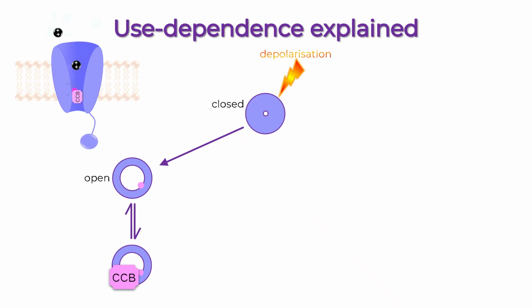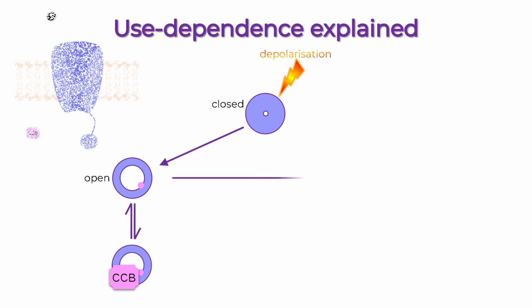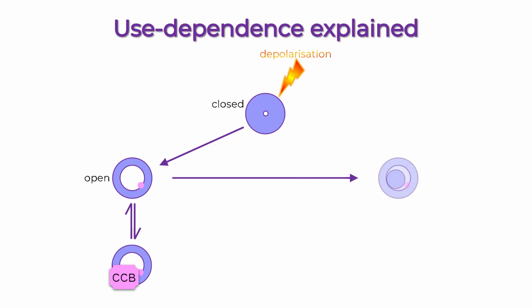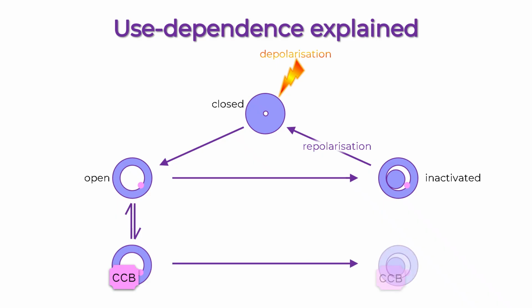If depolarization is maintained, L-type channels gradually enter an inactivated state and remain that way until the membrane repolarizes. Calcium antagonists also have affinity for this inactivated conformation and can remain bound, stabilizing the channel in the inactivated state and preventing it from reopening quickly.